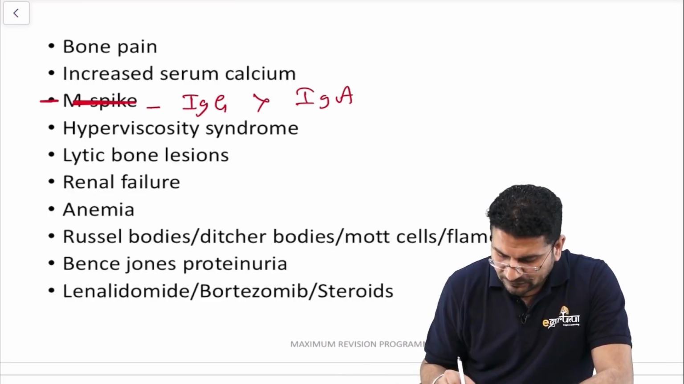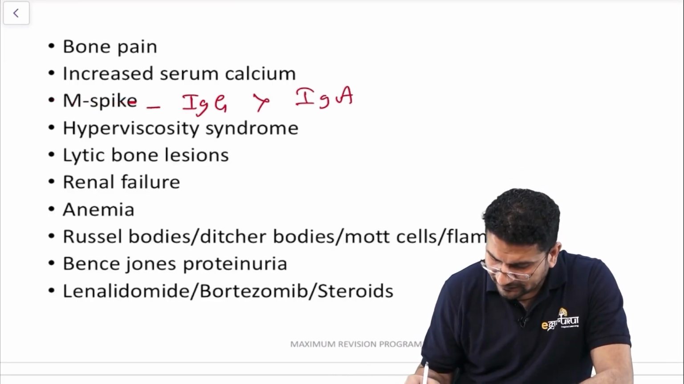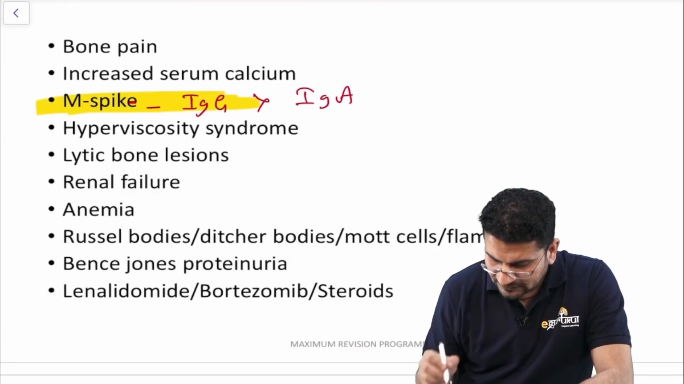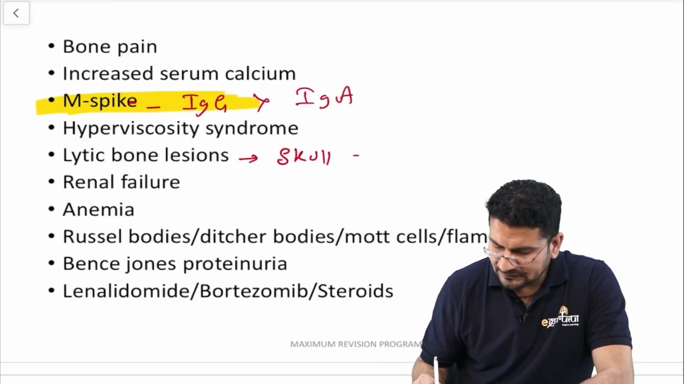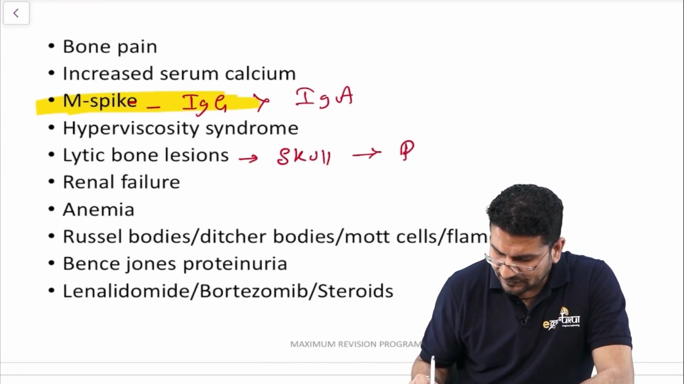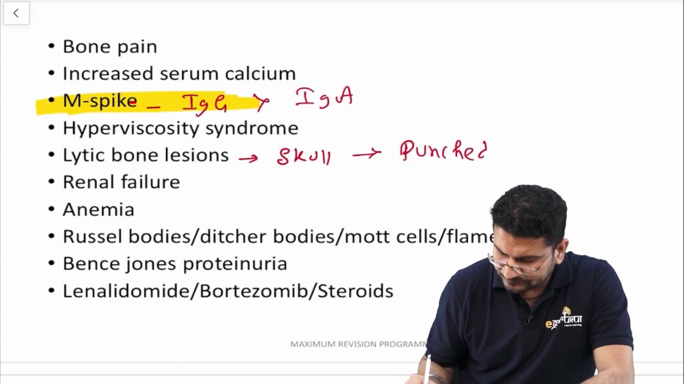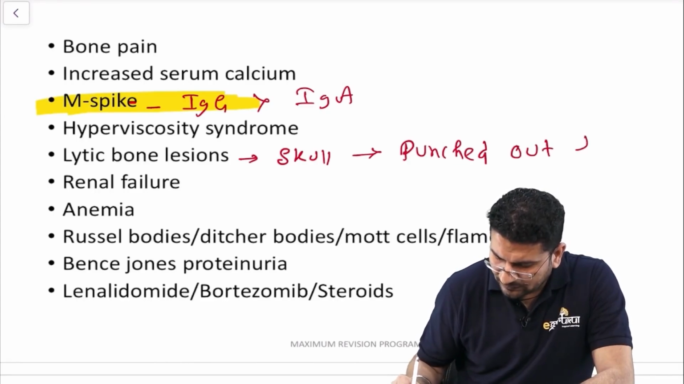M spike is mostly seen where? It is seen in the IgG area. There can be lytic bone lesions, especially in the skull and in the vertebra. In the skull, these lytic bone lesions are called punched out lesions.